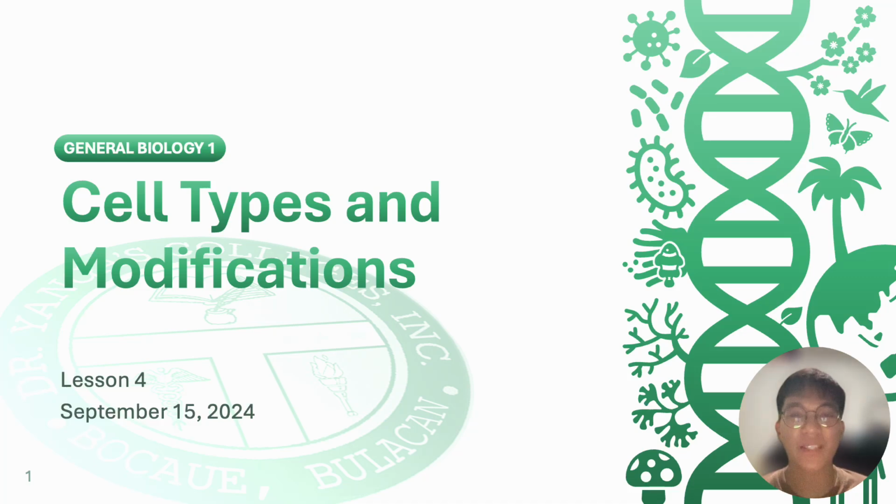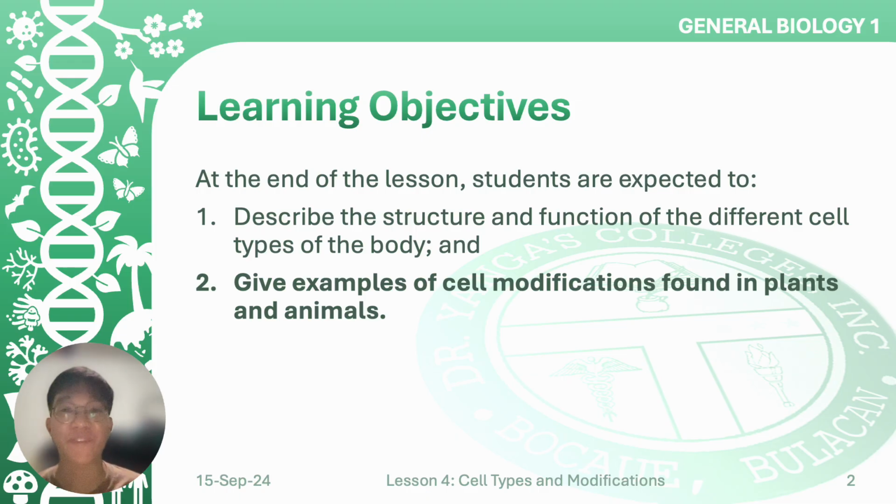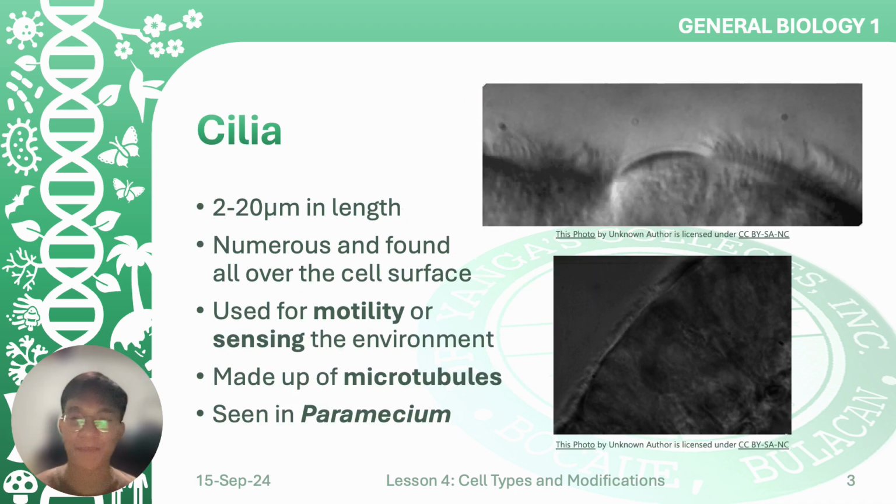And now we go to the second part of the lecture on cell types and modifications. We will now talk about the modifications we can find in different plants and animals. Okay? So we started off with cilia.